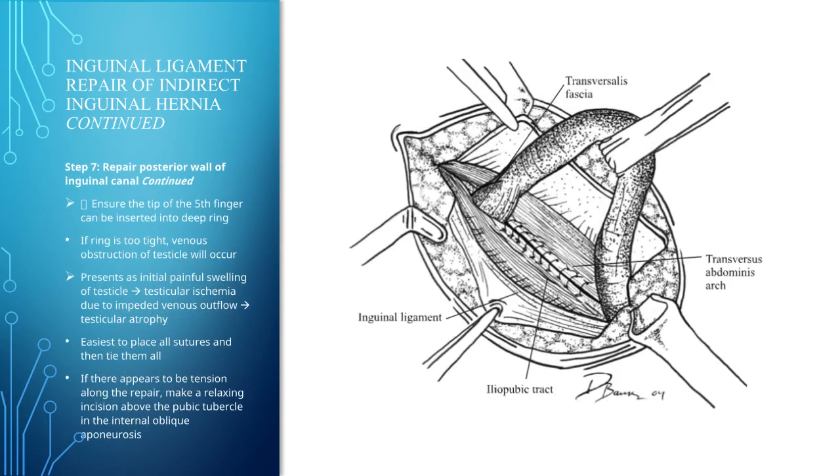Step 7 continued involves internal ring calibration. As you approach the lateral end of the repair, you will be reconstructing the internal ring. You must ensure the tip of your fifth finger can be inserted into the ring next to the cord. If the ring is too tight, it causes venous and lymphatic obstruction of the pampiniform plexus. It is often easiest to place all sutures first before tying them down.